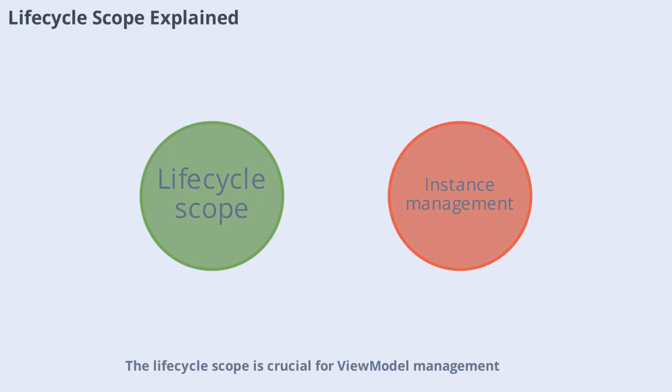Lifecycle scope is crucial for ViewModel management. If your activity or fragment is recreated, such as during a screen rotation, the ViewModelProvider checks if a ViewModel instance already exists for that scope. If it does, it returns the same instance, preserving your data. If not, it creates a new one and stores it for future use. This mechanism is what makes ViewModel so reliable for handling UI data.